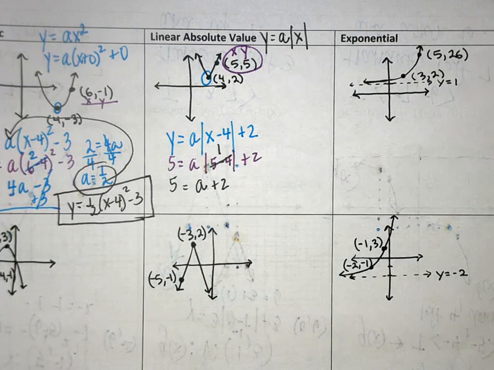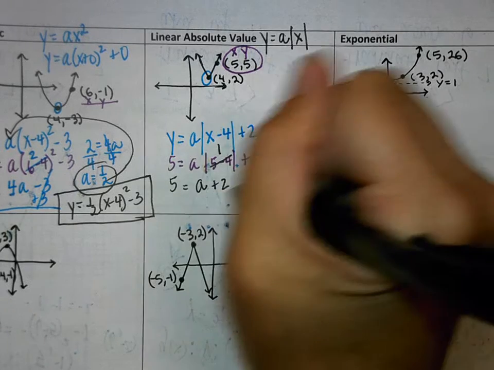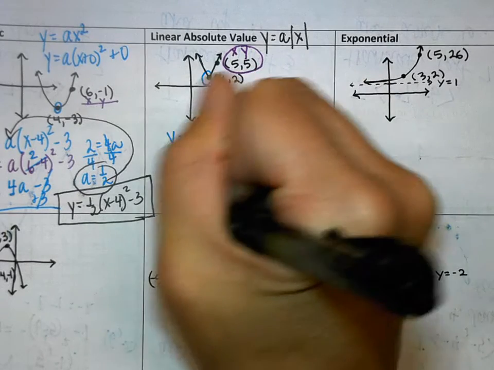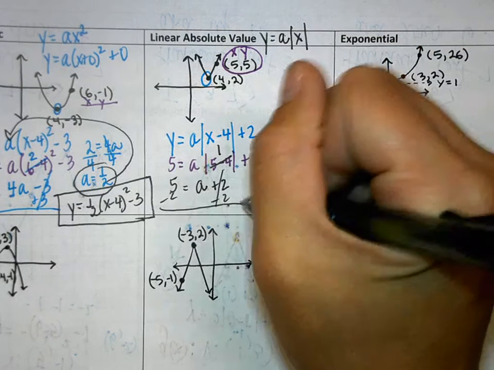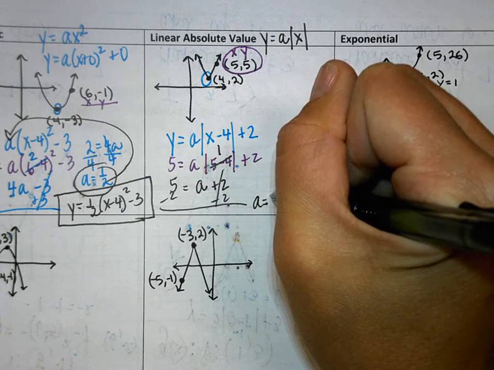And then what would I do next? Subtract 2, right? And so we get A equals 3.